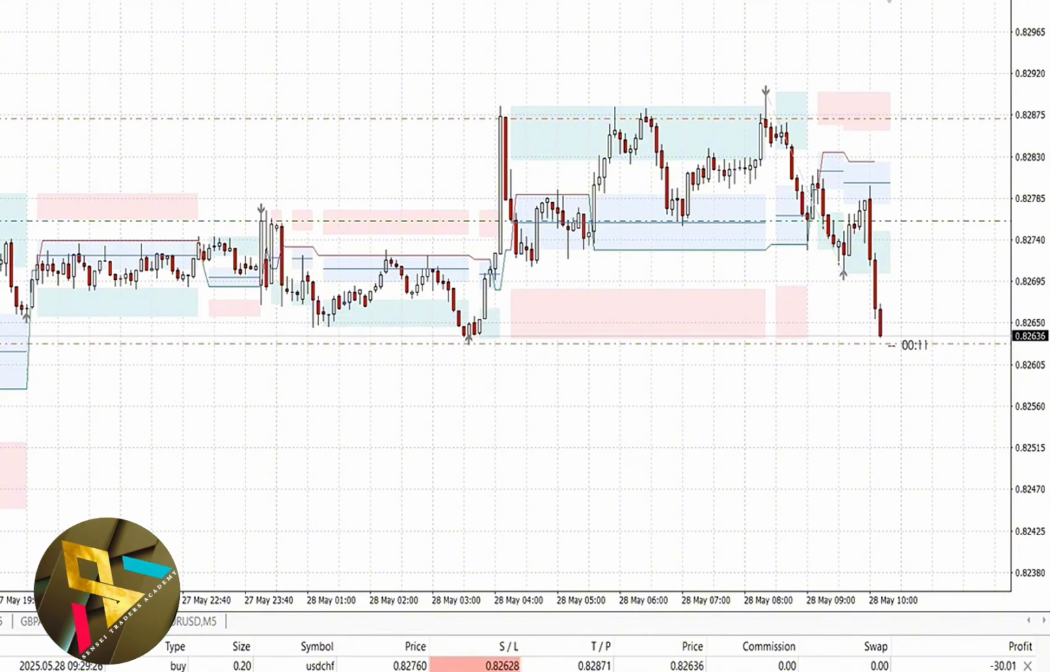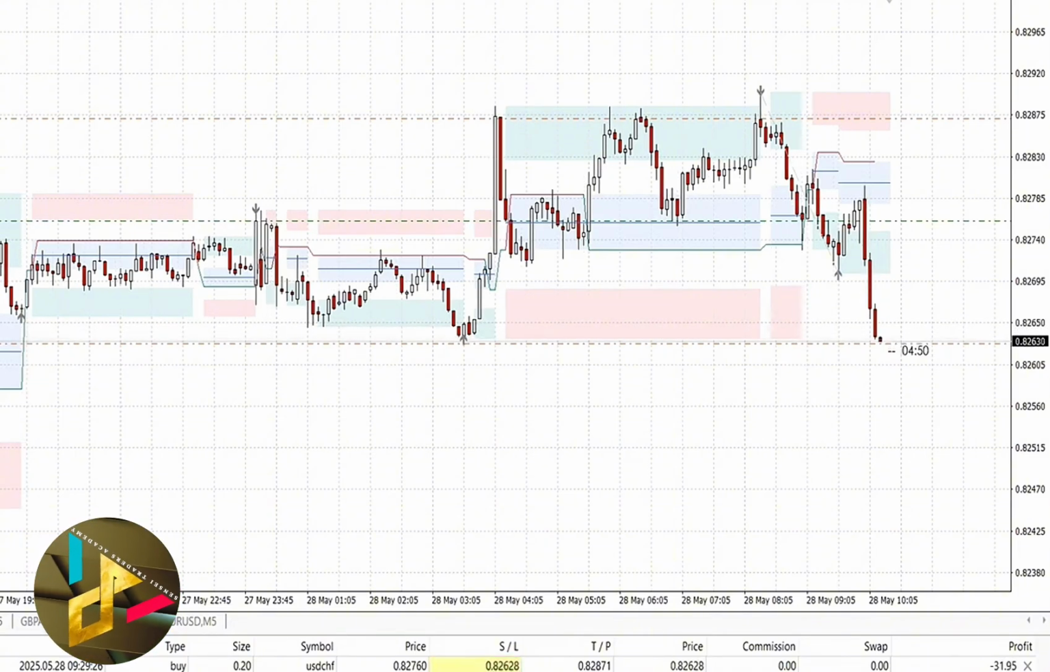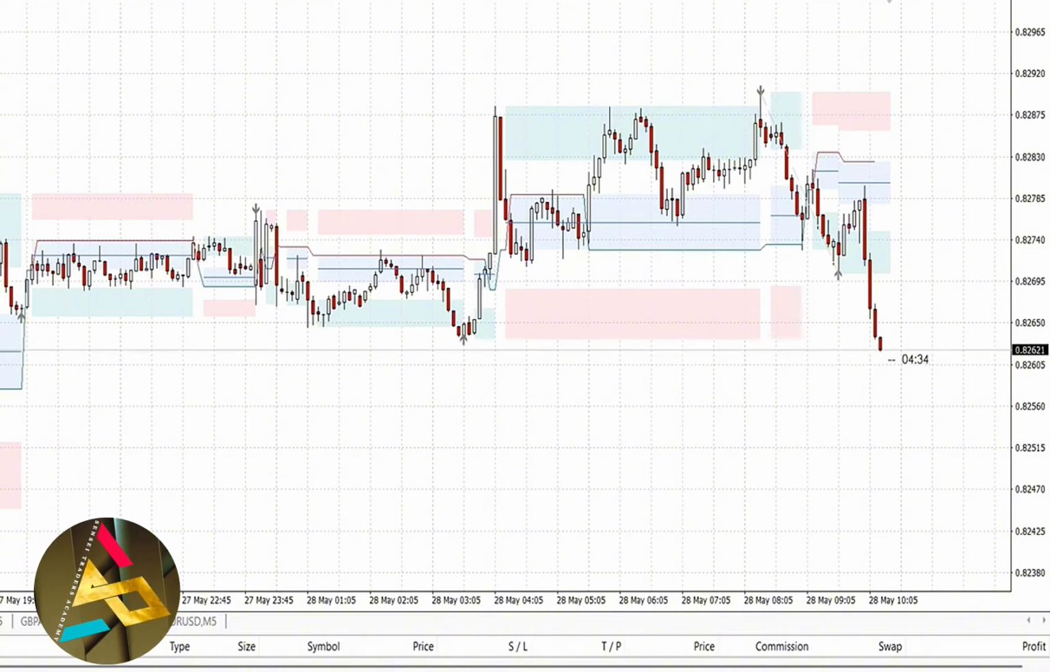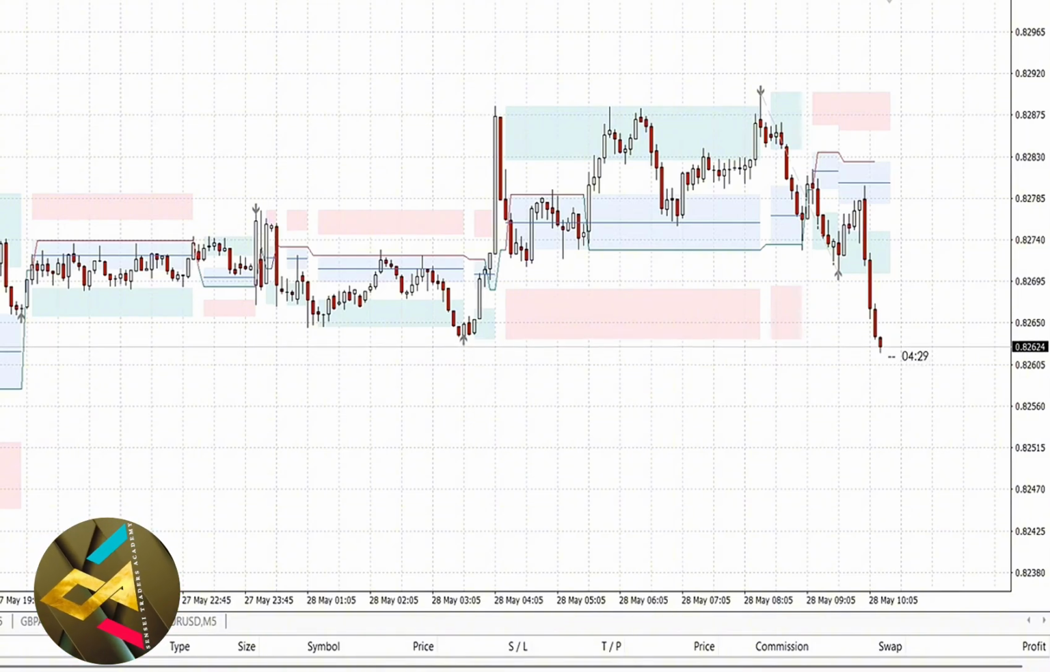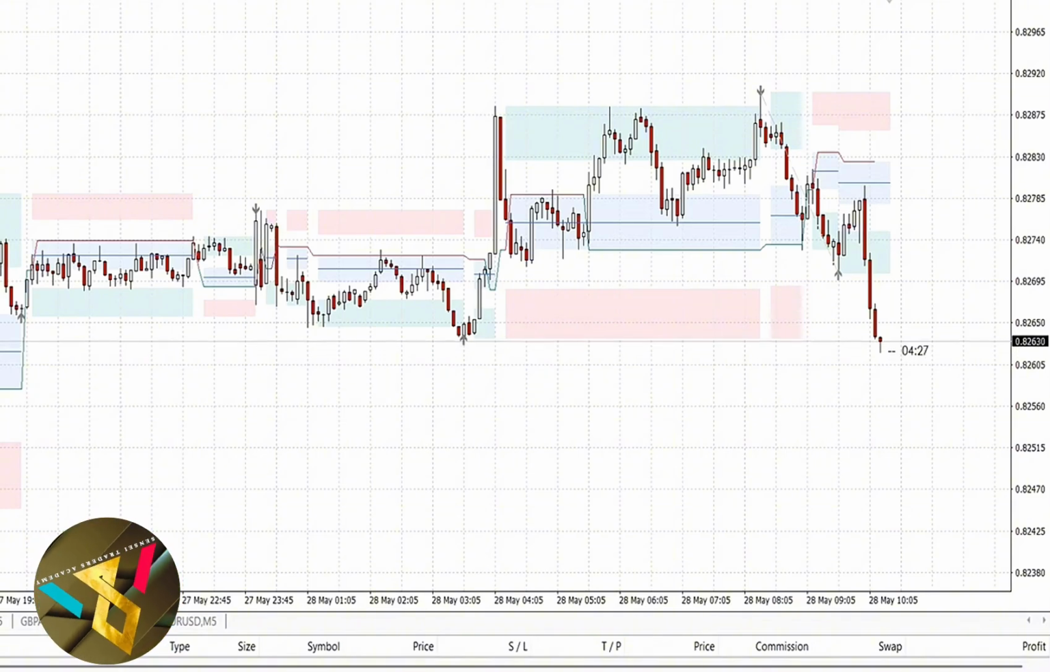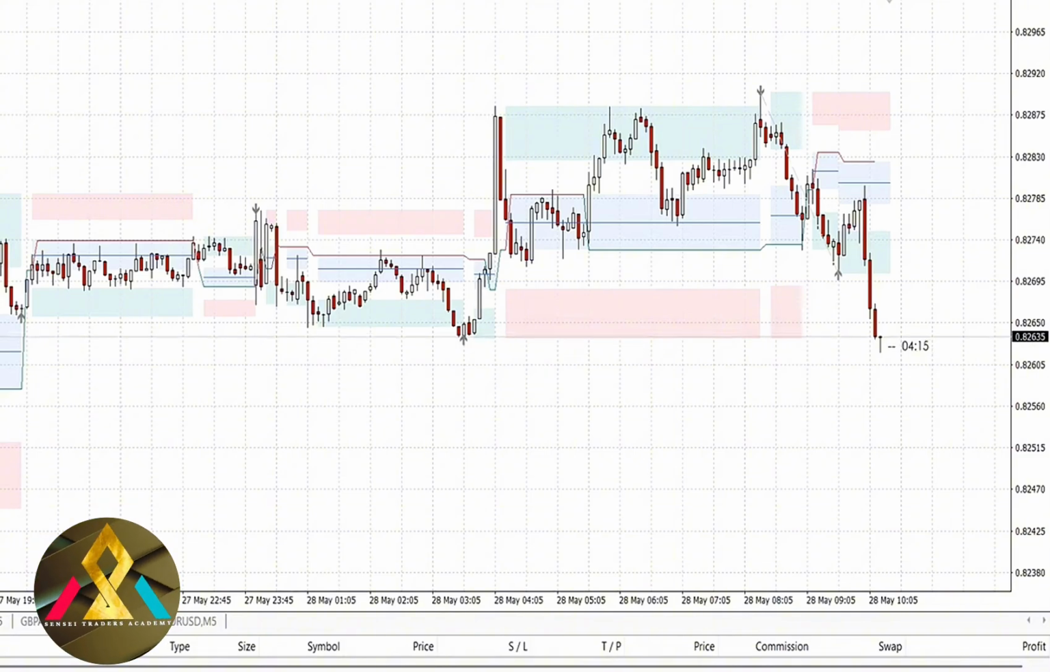All right, traders, not every trade goes in our favor, and this one is a perfect example. As you can see, our USD CHF buy trade hit the stop loss. Even though we had a valid blue demand zone, a bullish candle, and an arrow confirmation, the price just didn't hold and continued to fall. That's totally okay. This is part of the trading game.